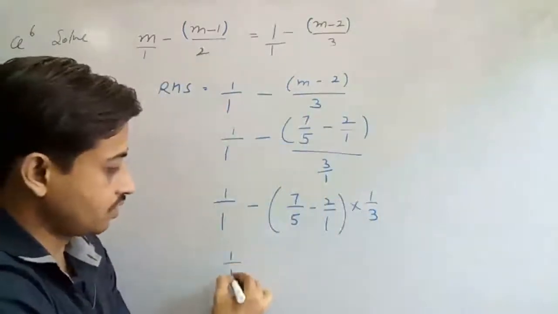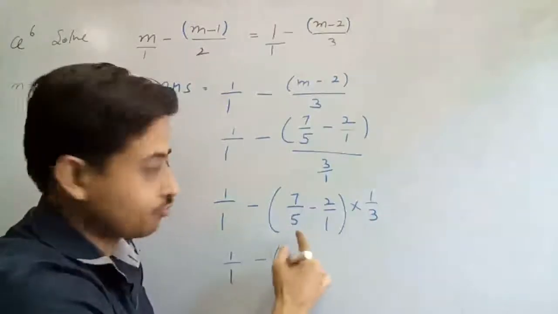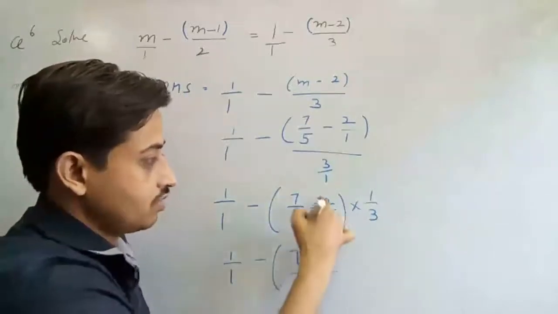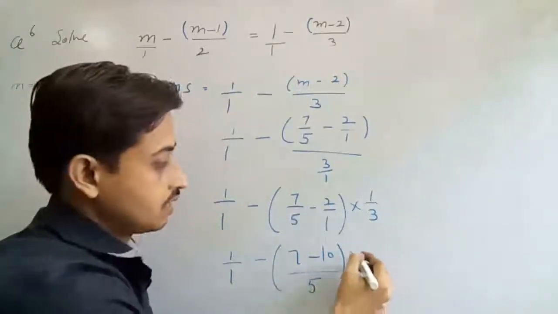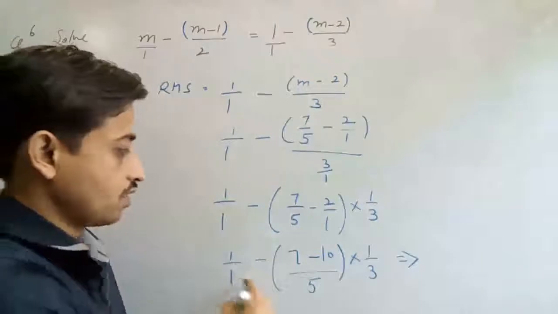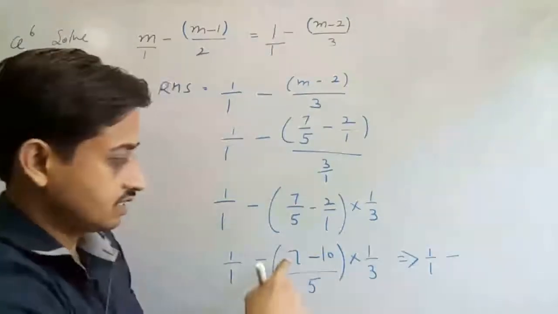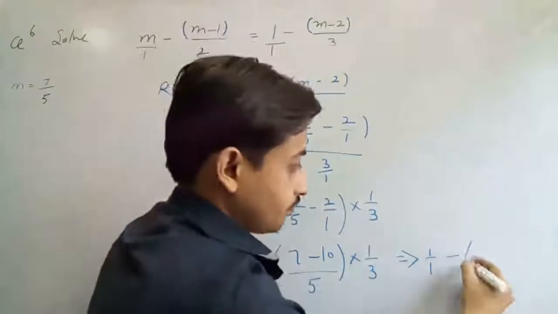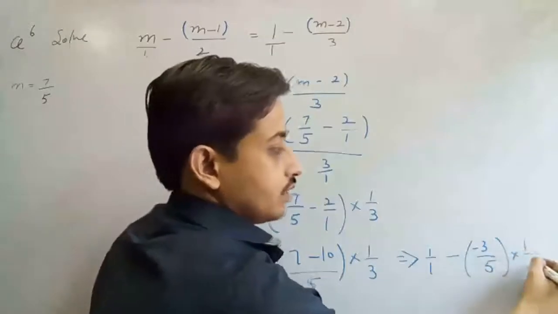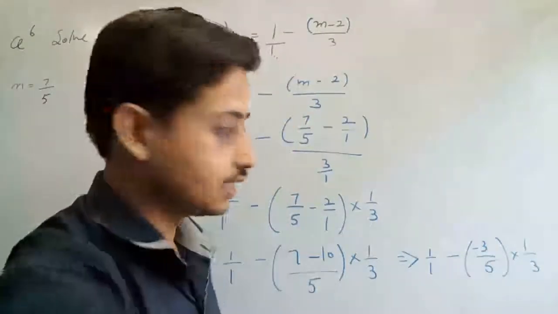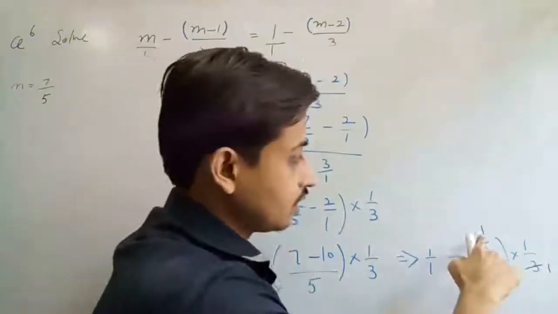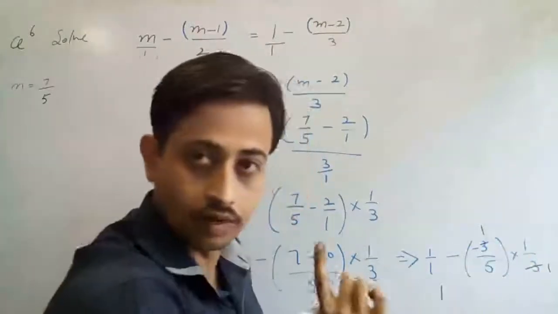Now solve it. 1 by 1 minus, we have to solve. 5 into 1, we get 5. 1 into 7, 7. 5 into 2, 10. Multiply 1 by 3. Now further solve. 1 by 1 as it is, minus 7 minus 10. We get minus 3. Divide by 5. Multiply 1 by 3. Now 3 is cancelled out with 3. 3 1s are 3, 3 1s are 3. Now what will be the value to multiply? 1 into 1, we get 1.